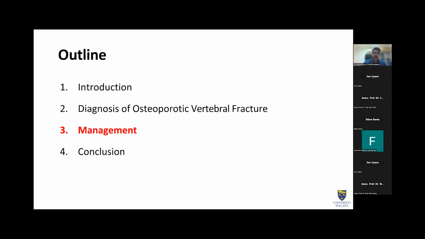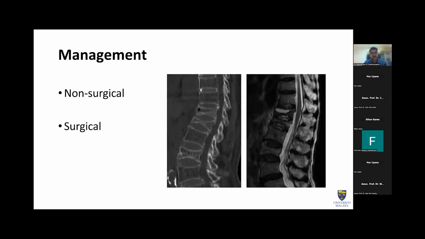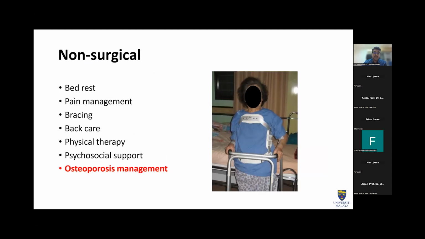This brings us to the management of our topic, osteoporotic vertebral fractures. The management can be divided into non-surgical and surgical. Non-surgical includes bed rest, pain management, bracing, back care, physical therapy, psychosocial support, and osteoporosis management. We routinely refer to our RUCA colleagues for continuation of the osteoporosis management because this plays an important role in the non-surgical management of osteoporotic patients.